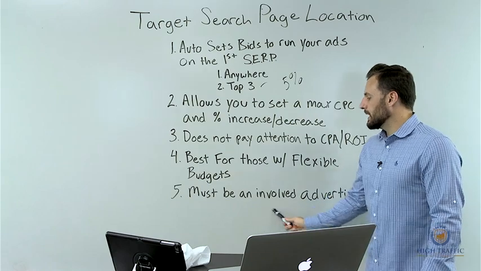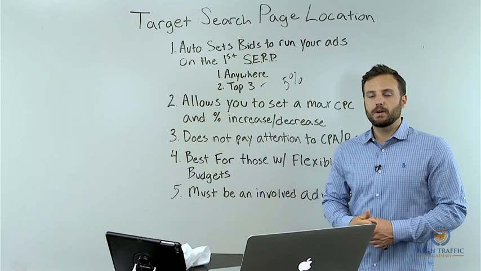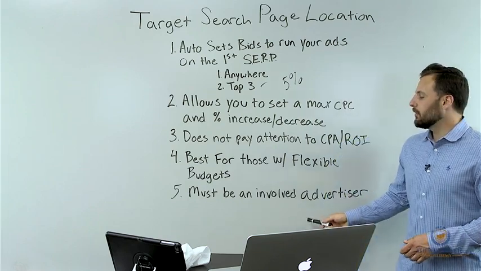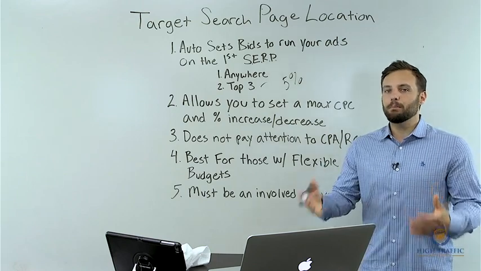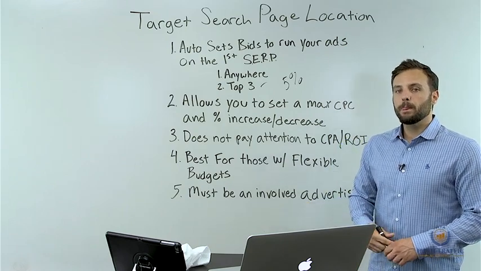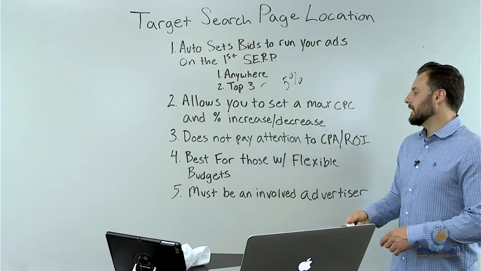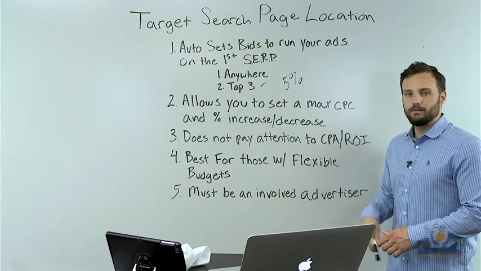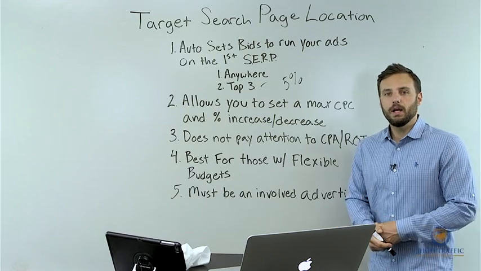The fifth point I want to make on this is, for a search page location bidding strategy, you must be an involved advertiser. And I don't think there's ever a situation where you should not be an involved advertiser, but this one in particular is going to require that you pay a great deal of attention to your back-end data. And by back-end data, I mean your cost per acquisition, your return on investment, your click-through rates, and what these actual clicks are costing you, and is it penciling?